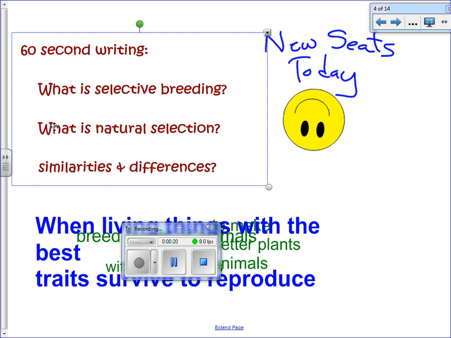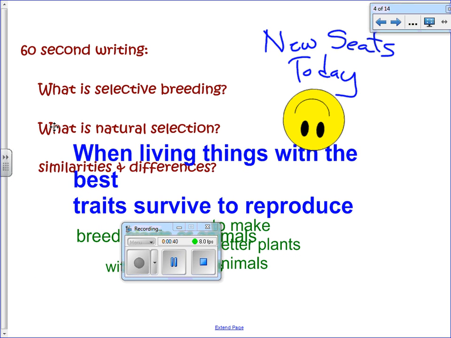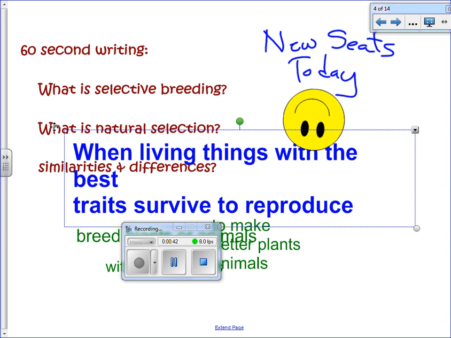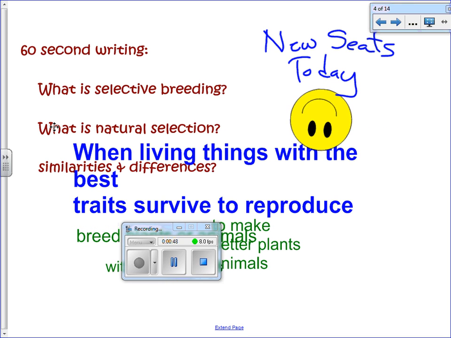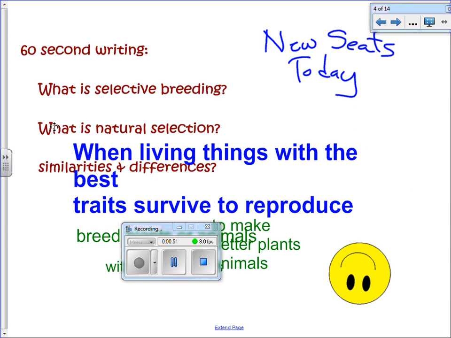You remember from last week? What is selective breeding? Yes. When an organism is born with traits that help it survive. That's actually a little bit more like natural selection, when living things with the best traits survive to reproduce, and that's nature selecting. Whatever environment they're in helps them survive. What about selective breeding? Do you guys remember selective breeding from last week?